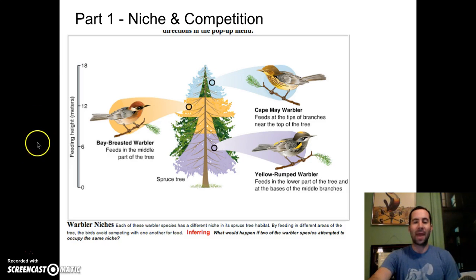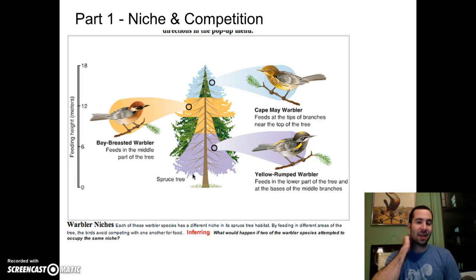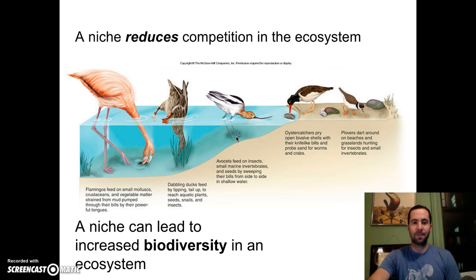So the Cape May warbler that you see here, its niche is at the top of the tree. The bay-breasted warbler, its niche is in the middle of the tree. And the yellow-rumped warbler, its niche is at the lower part of the tree. And again, a niche is the role of an organism in the environment, and it reduces competition. Because you can think about it, if these all fed in different parts of the tree that were the same, they'd all be competing for the same resources. Let me show you another example.